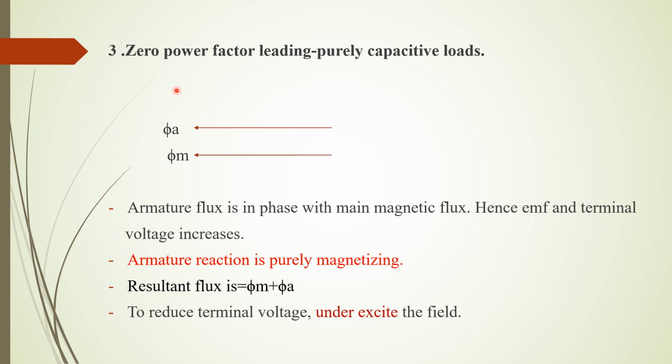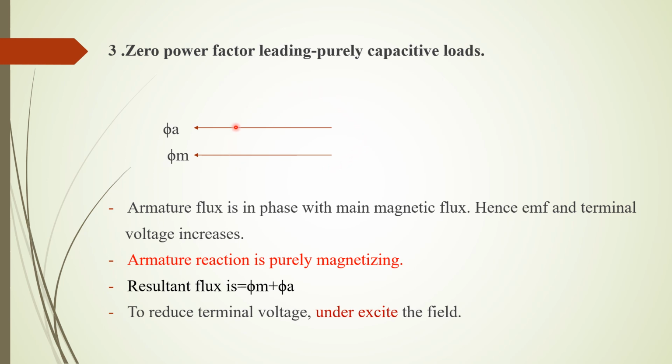And the third condition, at zero power factor leading, that means purely capacitive loads. At purely capacitive loads, what will be the effect of armature flux on the main flux? In this figure you can see, if the main flux is moving from right to left, then armature flux will also move from right to left. That means both of them are aiding each other, or both of them are in phase with each other. As a result, what will happen to the resultant flux?